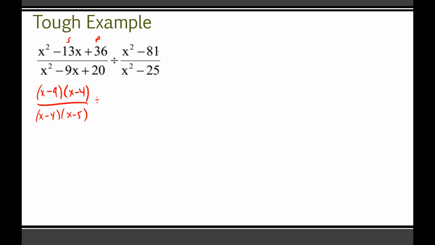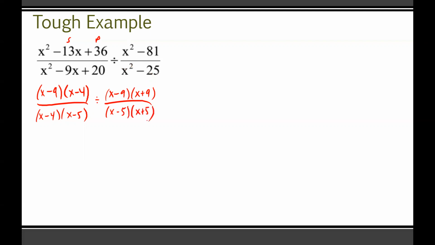X squared minus 81. That is a classic example of a sum product rule right there. So that's going to be x minus 9, x plus 9. Cool. On the bottom, once again, x squared minus 25. Another classic example of a sum product rule question. So that's going to be x, or sorry, not sum product rule, difference of squares. Hope I said difference of squares the other one. Geez Louise, you can tell I'm getting tired. Anyway, x minus 5, x plus 5.